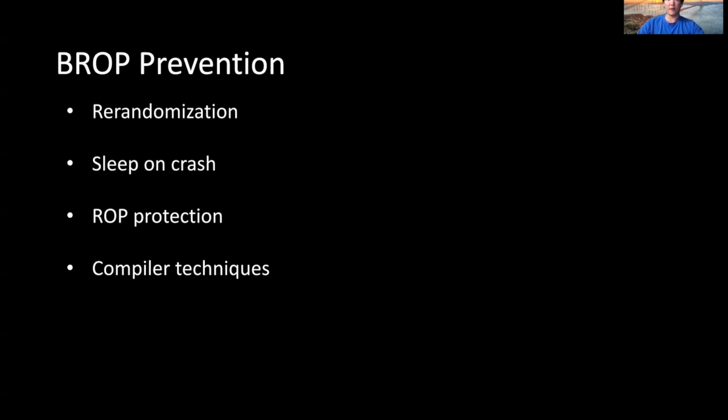Sleep on crash is delaying a fork after the segmentation fault. This will slow down the attacks, but the downside is that bugs can become easy denial of service attacks. Meanwhile, if you put a 30 seconds delay and assume a BROP attack can complete in 1,000 requests, this will delay the attack by roughly 8 hours. ROP protections like control flow integrity could prevent ROP in general by enforcing the control flow graph. Lastly, modern compilers insert runtime bound checks on buffers, which could also prevent bugs.